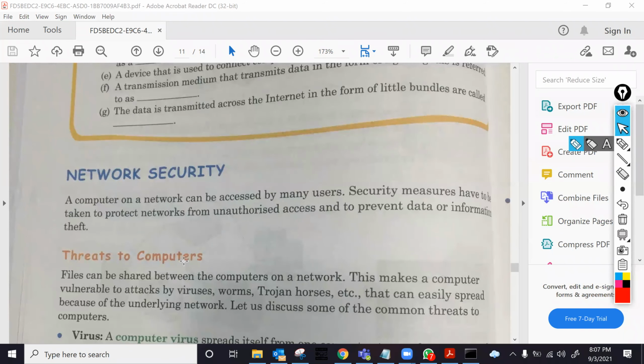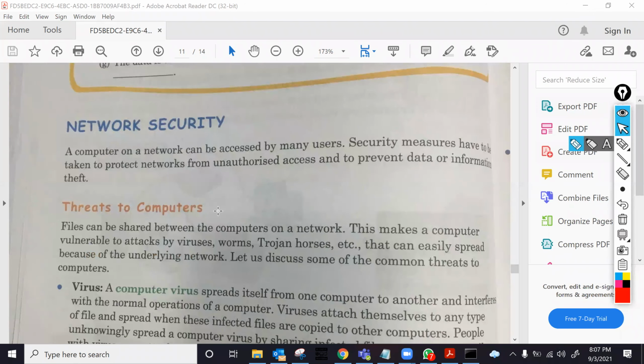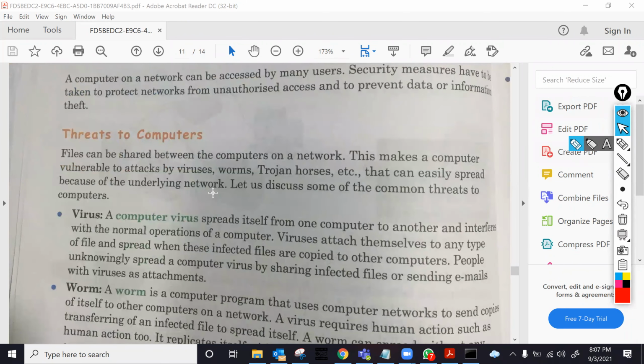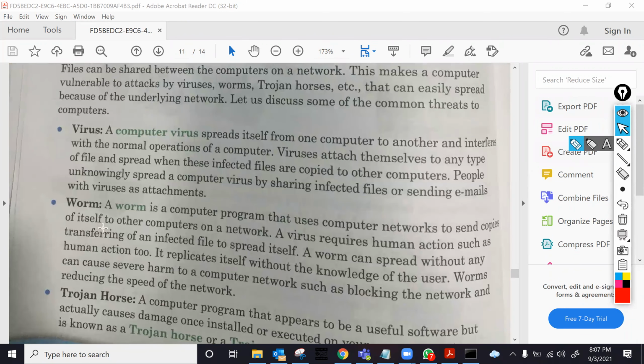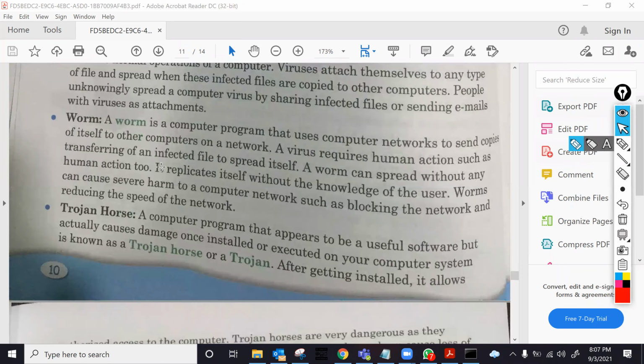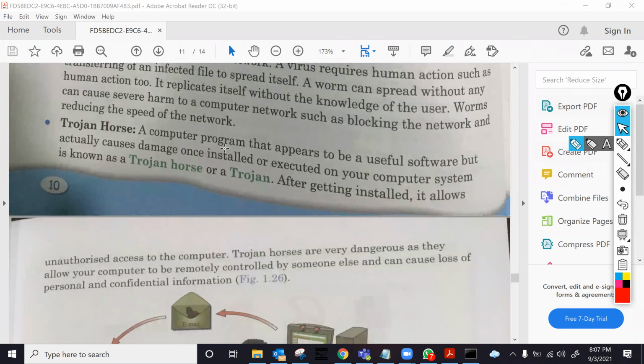And we started the network security, and we talked about the physical network security, the CCTV system, and the burglar alarm system. But then we talked about the logical security, threats to computers, right? We talked about the viruses and worms, right? Okay, any doubt on these things?